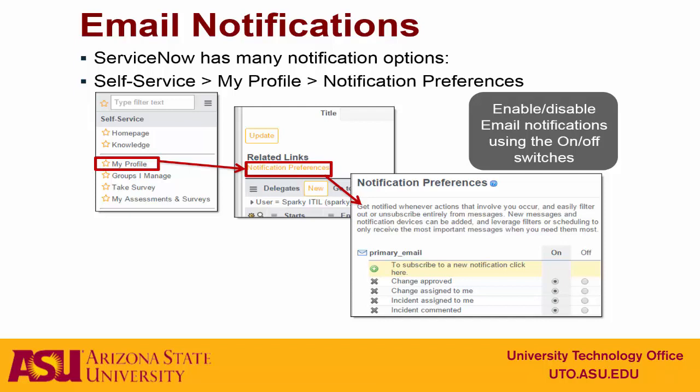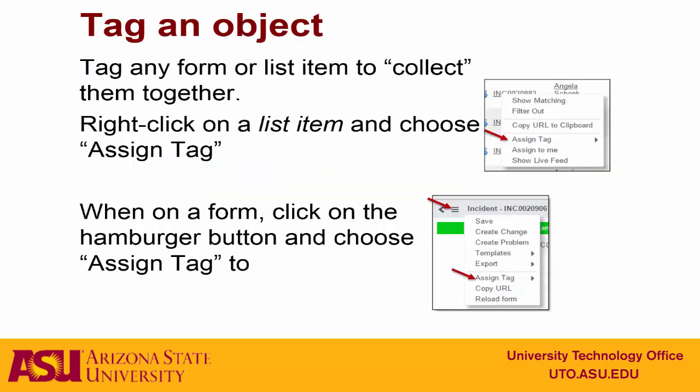You can tag any object that you find in ServiceNow. That can be a list item or a form. You can add a tag anywhere you want. If you're in a list, you can right-click on the item that's in that list and then use the context menu there to assign a tag. Or if you're on a form, you can use the hamburger button and assign a tag there.